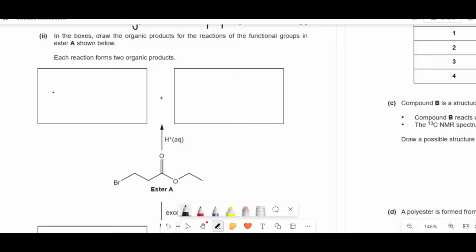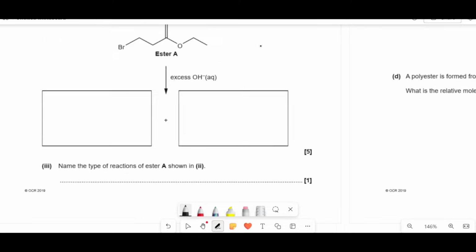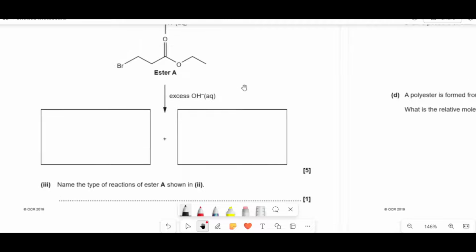So in this case, this would just literally be the same thing, Br, this, C double bond O, but then an OH because it's a carboxylic acid again. And then this would have just been an alcohol, which would just be HO, and then that. There you go. Now here, we're adding excess OH minus. So it's going to do hydrolysis again, but instead of making the carboxylic acid, we're going to make a carboxylate salt, which means this is going to stay the same.